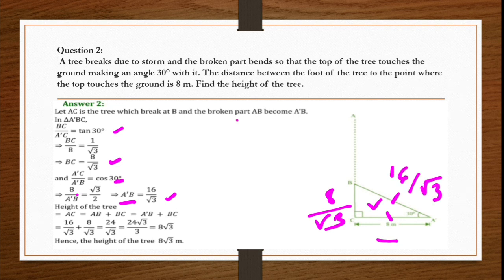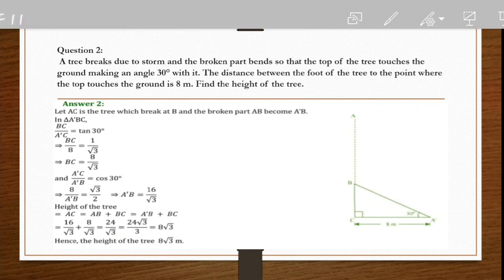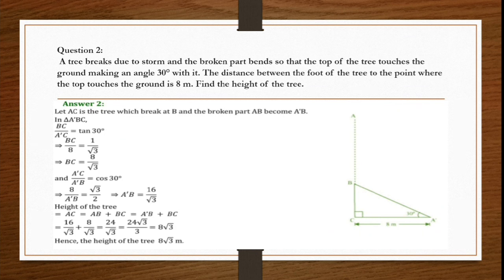Now in the first line it is given that broken part AB becomes A dash B. That means the length of AB is equal to the length of A dash B. Right, that means the distance AB is also 16 by root 3. So the height of the tree will be AC is equal to AB plus BC. Put the value 16 by root 3 plus 8 by root 3. So it will be 24 by root 3. Do the rationalization. So the height of the tree will be 8 root 3 meter. Okay, in this way you have to solve this question.